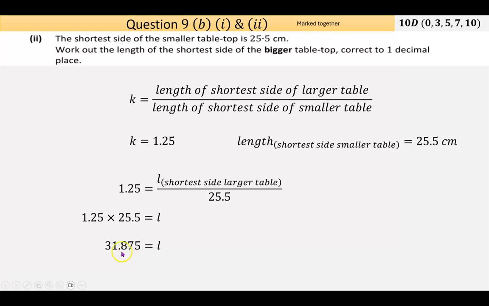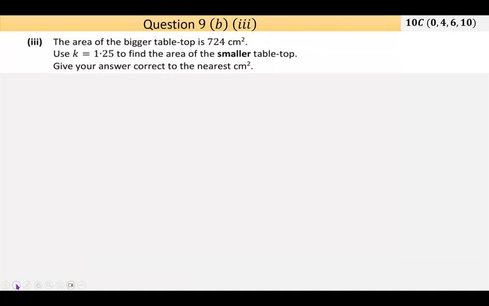I got 31.875, but they do say correct to 1 decimal place. The 7 is what matters. 7 is greater than 5, so the number before it rounds up by 1 to give 31.9. Always include units. In this case, the units are centimeters. That's part 2. Now, part 3 says this is a different formula here.